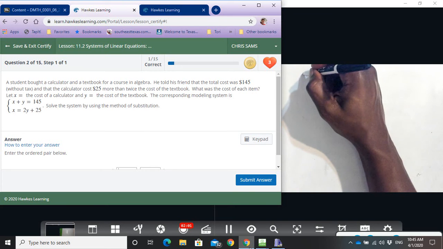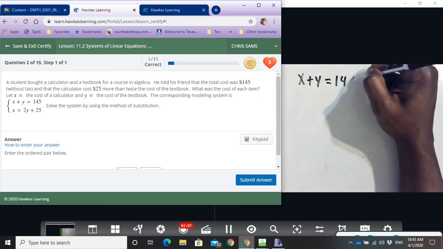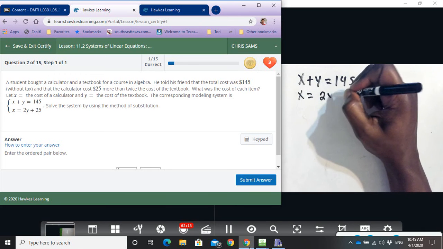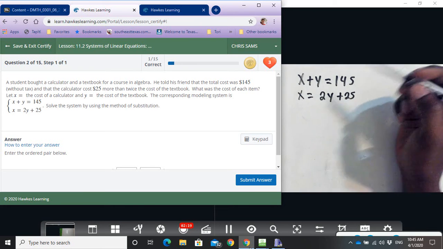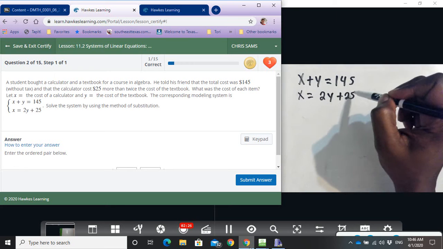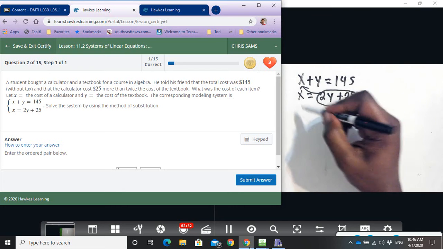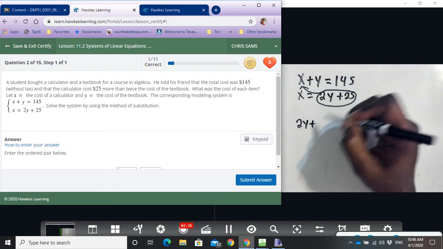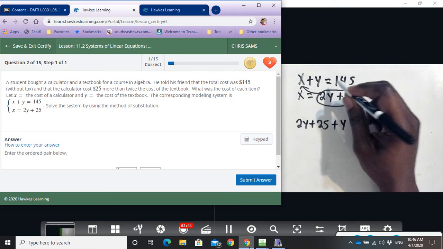I'm going to write them down. X plus Y equals 145, and we have X equals 2Y plus 25. Okay, what we are going to do, this one is already solved in terms of X. I'm going to replace X with all of this. I'm basically taking this, because that's what X is equal to, and substituting, plugging it in right there. So my new equation is going to be 2Y plus 25, okay, that's in place of X, plus Y equals 145.